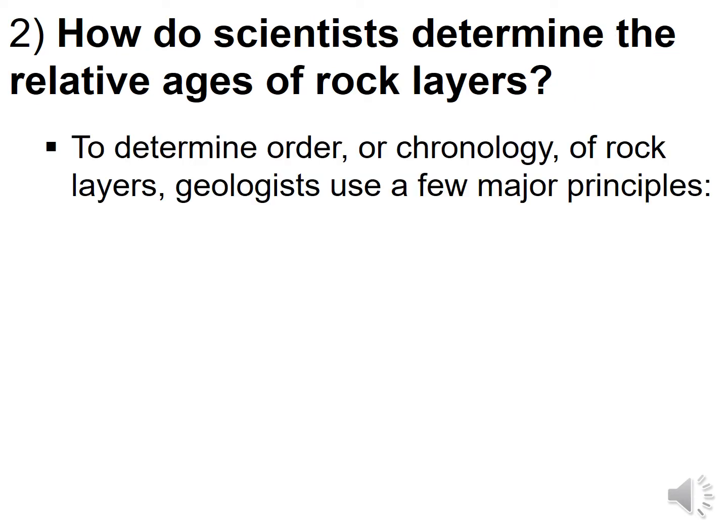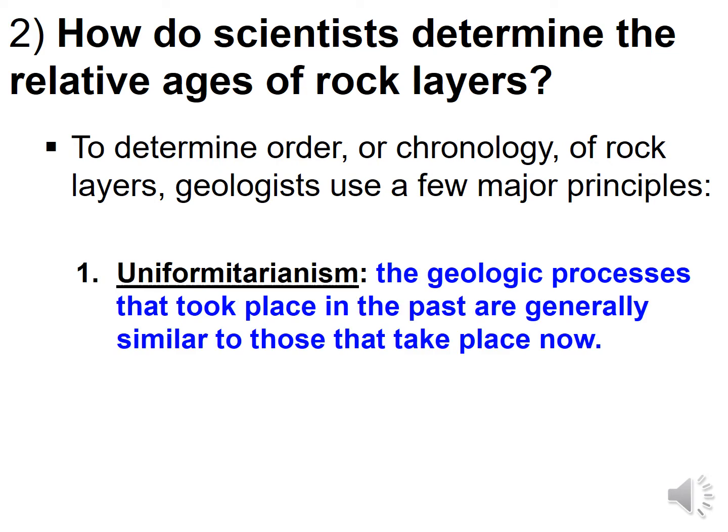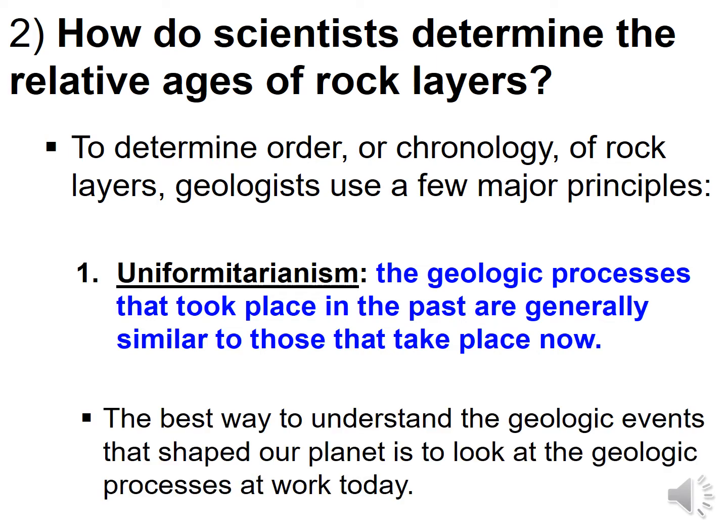Leading us into some definitions, we use three main principles to guide us in figuring out the relative age of things. The first one is uniformitarianism, which is that the geological processes that took place in the past are generally similar to those that take place now, meaning that the best way to understand how our Earth has been shaped is by looking at how our Earth is being shaped now.